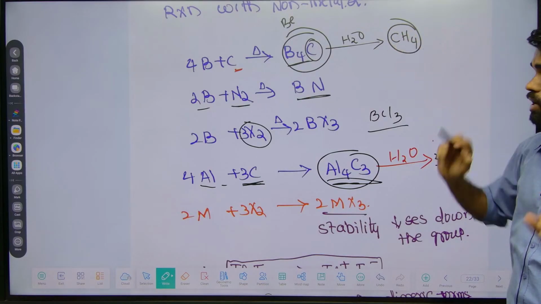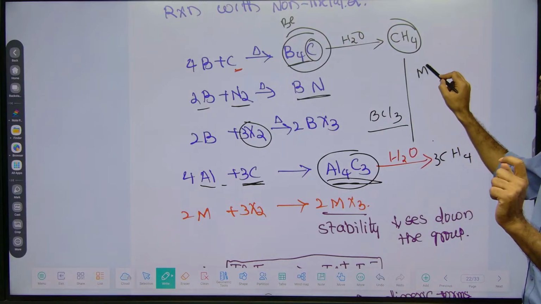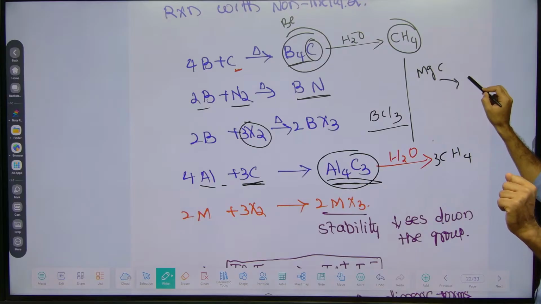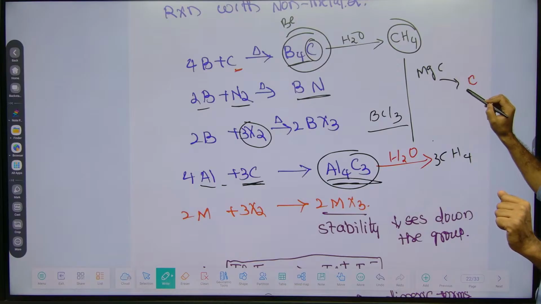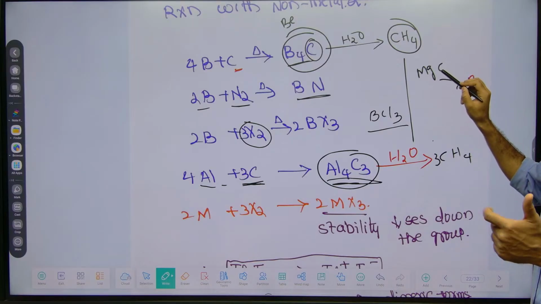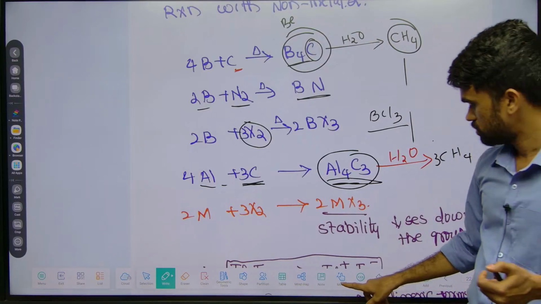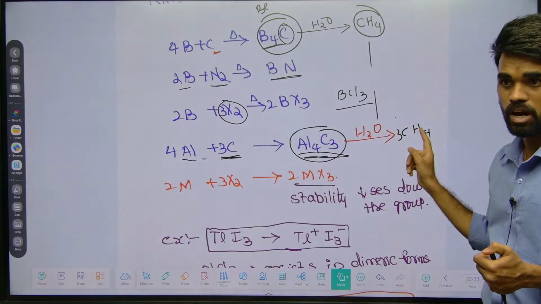Remember this. Okay. And the next point here itself I want to say, if there is magnesium carbide, magnesium carbide gives you alkynes, particularly acetylene or propyne gas, like that. Okay, remember this. Up to here it is over, no? Carbides.